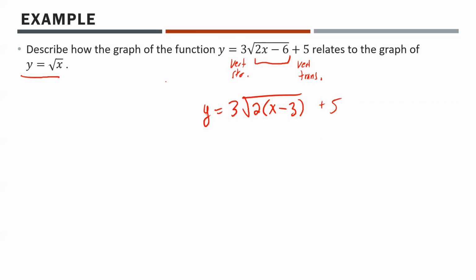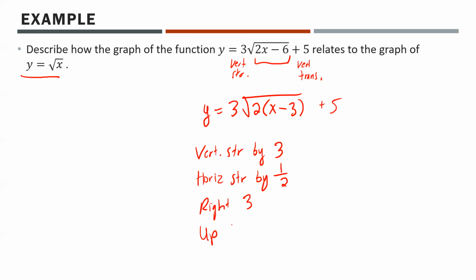So in terms of describing how the graph relates to the other graph, we can just describe the transformations here. 3 is a vertical stretch, so we'll say a vertical stretch by 3. The 2 here is related to a horizontal stretch. Remember, horizontal stretches are backwards, so horizontal stretch, not by 2, but by 1 over 2. Then we have an x minus 3 here. What way does minus 3 go? Well, that would be right, so it's going to go right 3. And then we have a plus 5 on the outside. I think that's always the easiest one. That's just up 5. Awesome, right?